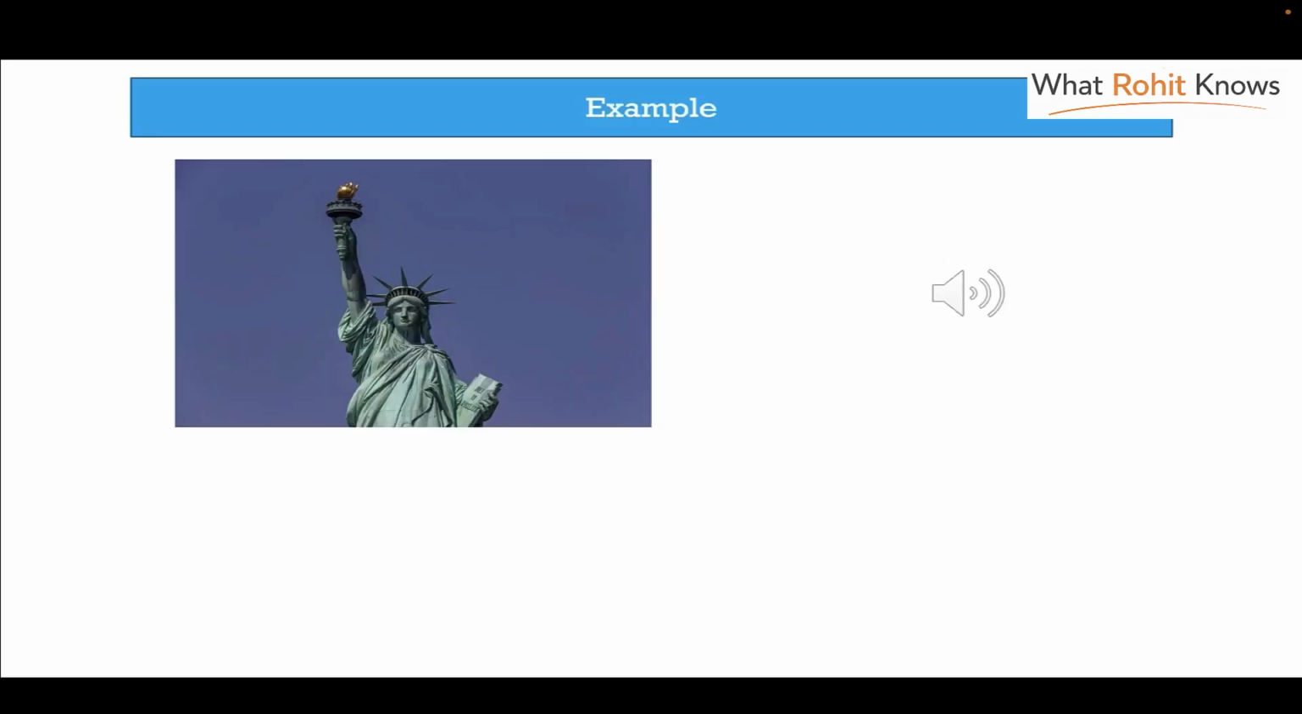Now, to understand this with the help of an example, this is a question. I'll play the lecture for you. Try to attempt it. I'll give you a minute overall. And then in the next slides, we will dissect this and try to understand this in a step-by-step manner.